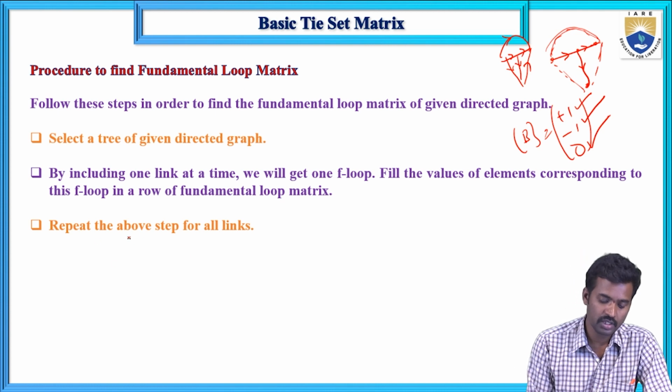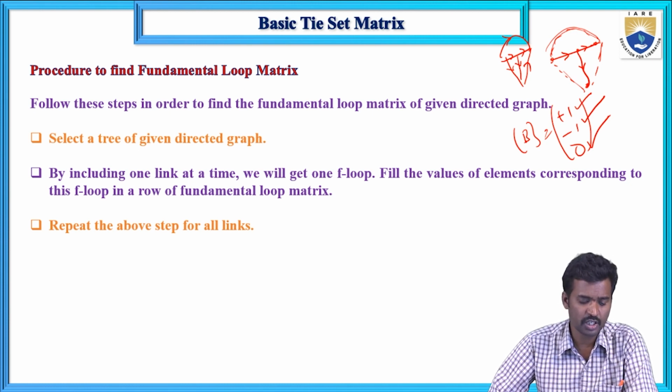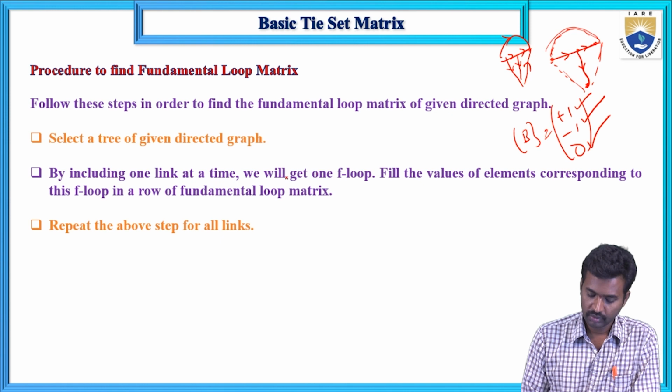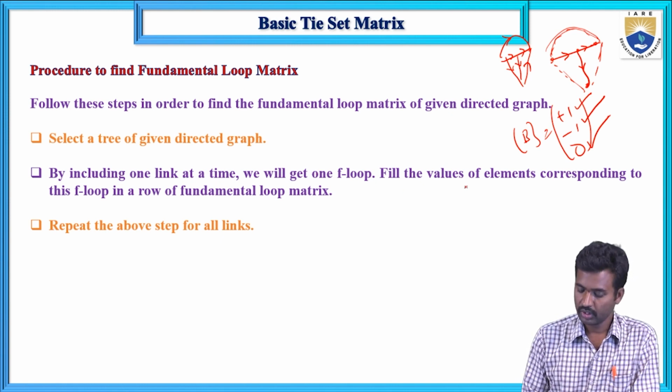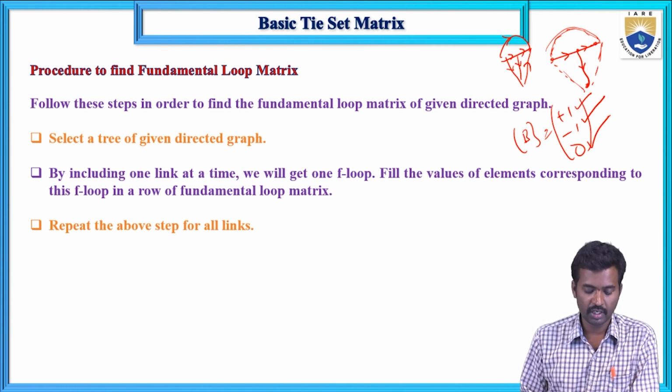And repeat these above steps for all links. So here these are the steps. Select any one tree, and by including one link, we will get one F loop. So fill all the elements in the matrix and repeat the above step for all links.